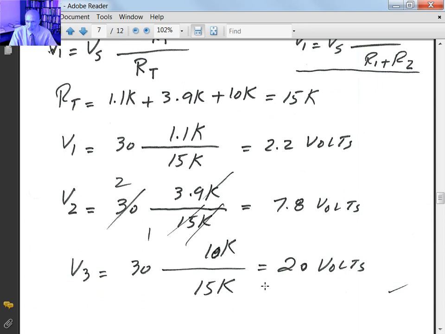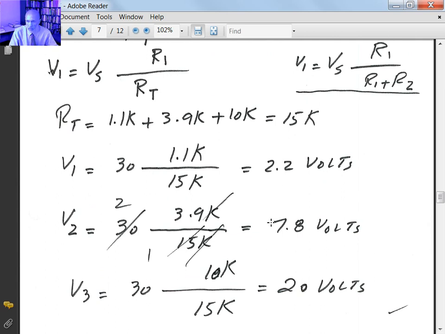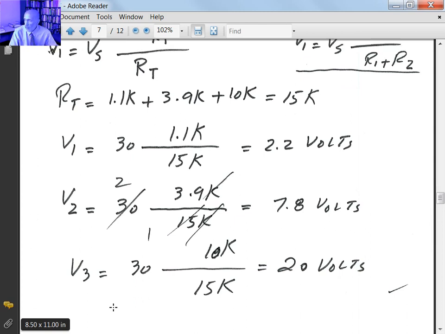And if you add them all up, it should all add up to 30 volts. Or you can just combine those two. That was 7 as 10 minus 30. It gives you V sub 3 to be equal to 20 volts.